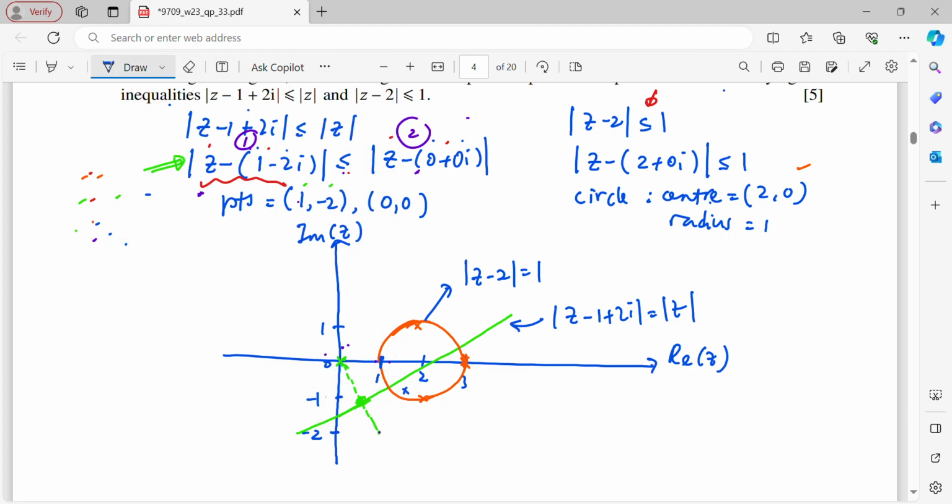Let's say this is my point. Okay, so the distance from this point to the first fixed point, which is 1, negative 2, is obviously shorter than the distance from this point to the origin. That means it satisfies this inequality. Therefore I can accept this point, which means my region, I mean my z values, will be below the green line. Alright, so that's the working for this question. Okay, so with this we have done this Argand diagram.